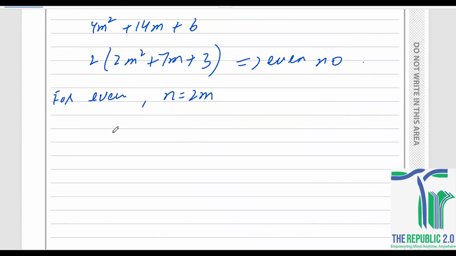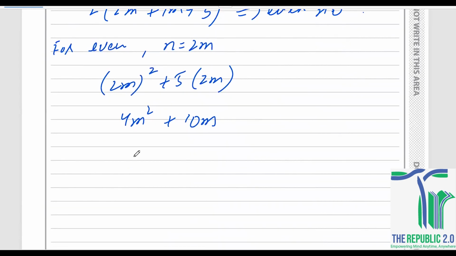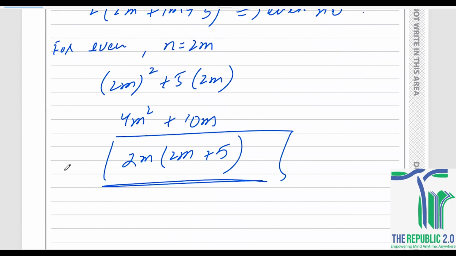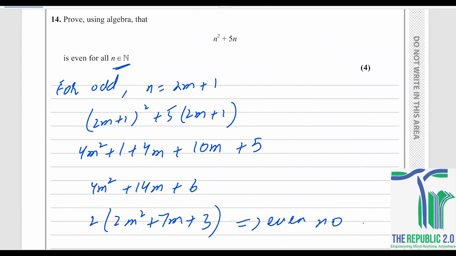So plugging that value in, you'll have (2m) squared plus 5 times 2m, and I would be having 4m square plus 10m. Now you can see that 2 can be taken as a common factor from both these terms, and I would have 2m times (2m plus 5), and that is going to be the answer we are looking for. Is that clear? So that was the latest paper of Pearson Edexcel, Pure 1.